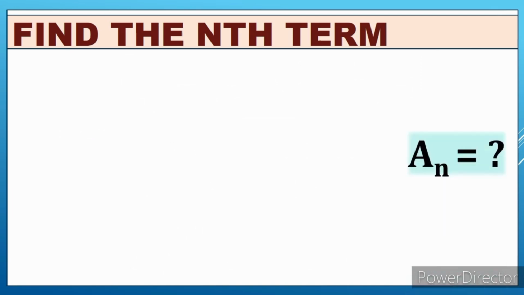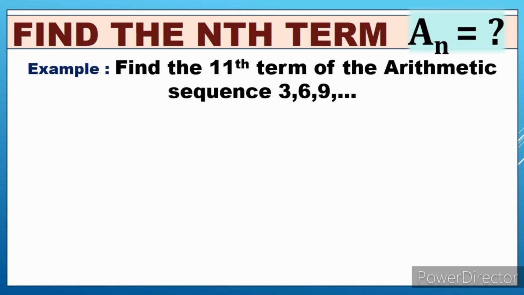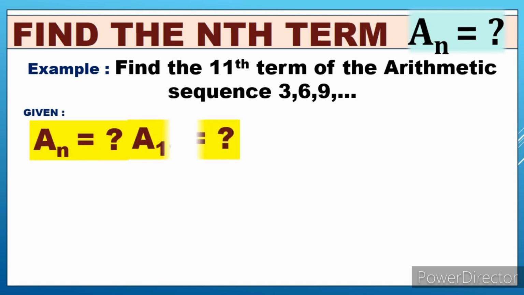Find the nth term or a sub n. Okay, if a sub n is unknown, what are we going to do? We have an example. Find the 11th term of the arithmetic sequence 3, 6, 9. Okay, the first step is to find the given. In this example, a sub n is unknown. A sub n will be a sub 11 because we're going to find the 11th term of the sequence.